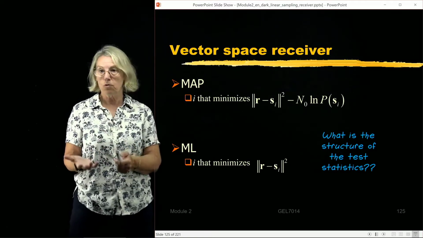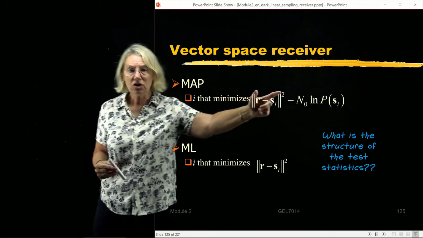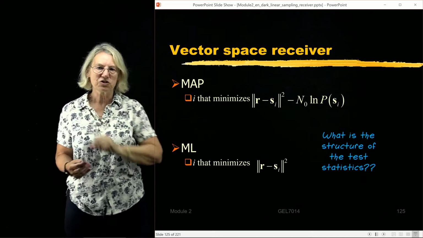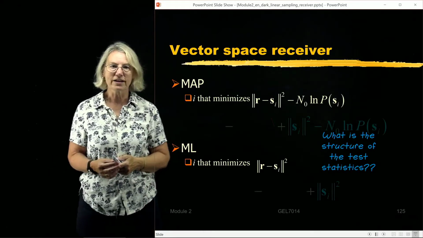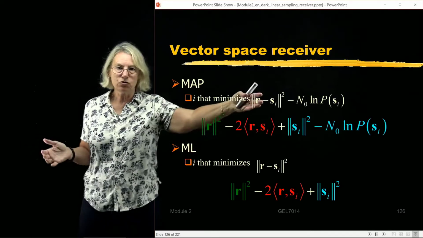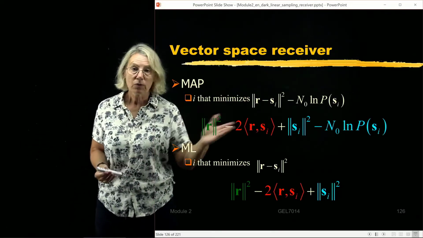It's going to be the inner product structure. How do I actually implement this? I could implement actually calculating distances, but it's easier to use the inner product. So if I were to take the L2 norm and write it, I could write it in this way.